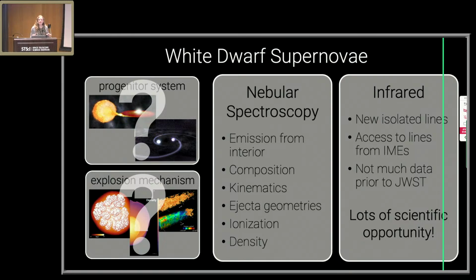So this is a powerful tool, and it's made even more powerful with JWST because in the infrared, there are new and more isolated lines. And there's also lines coming from intermediate mass elements like argon, calcium, and sulfur, as opposed to the iron group elements, which is important because they're nucleosynthesized in different ways, so it can discriminate between models. Also, there's just really a small amount of data prior to JWST. Before JWST, we had 7 spectra of white dwarf supernovae and only 3 unique supernovae.